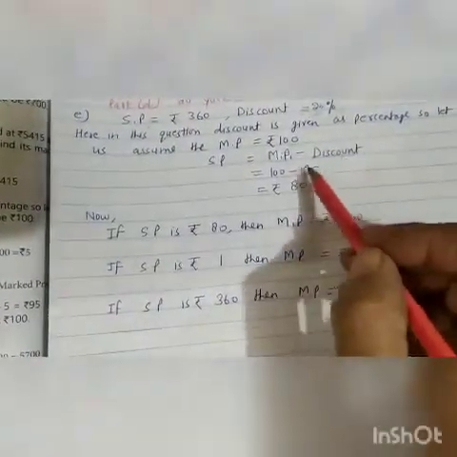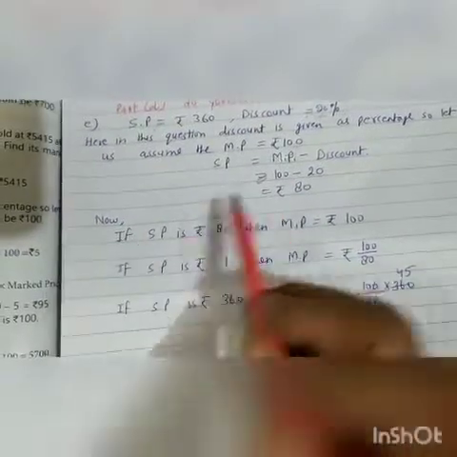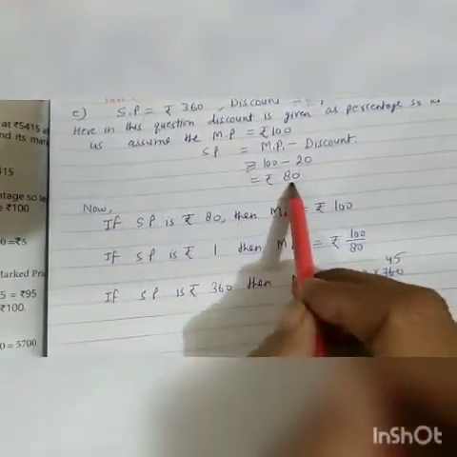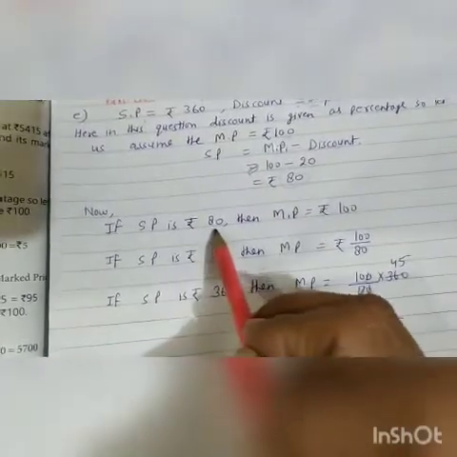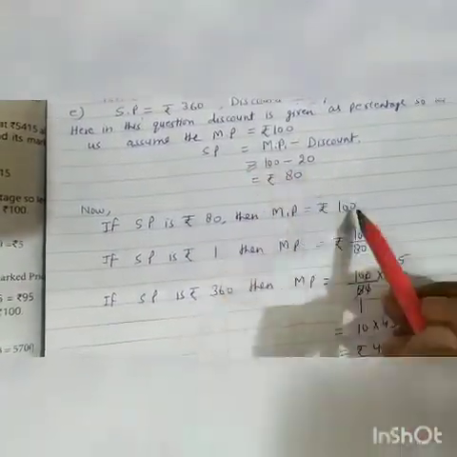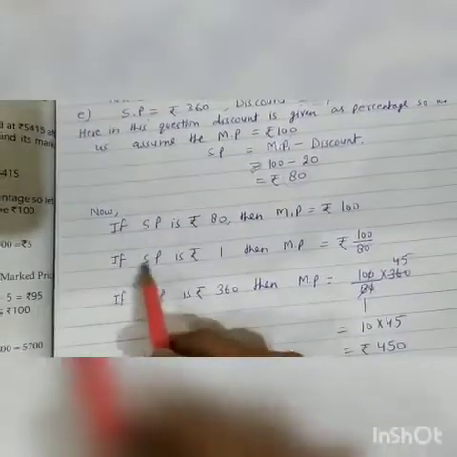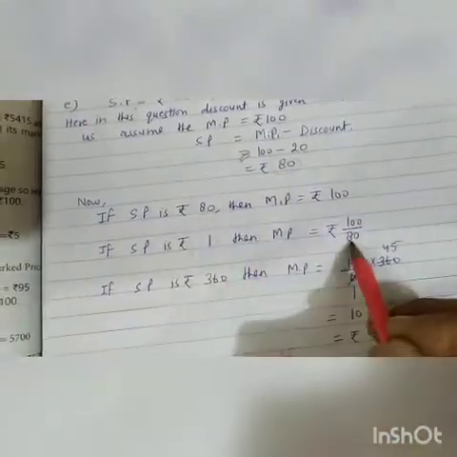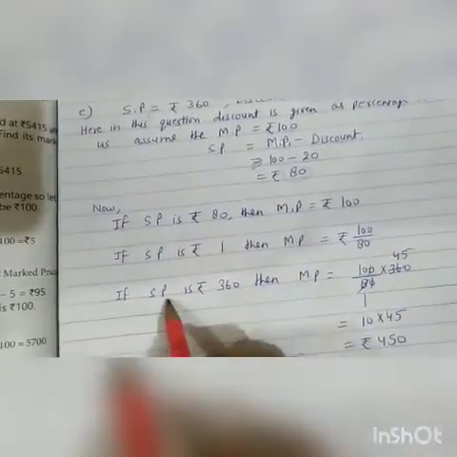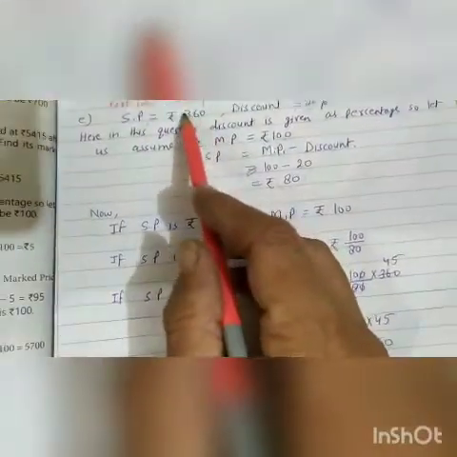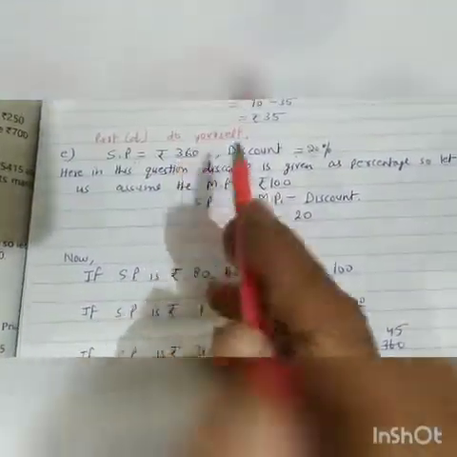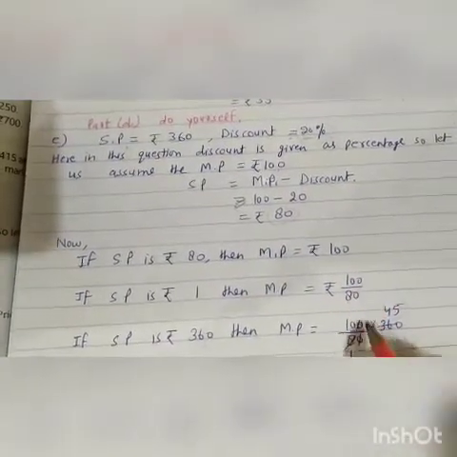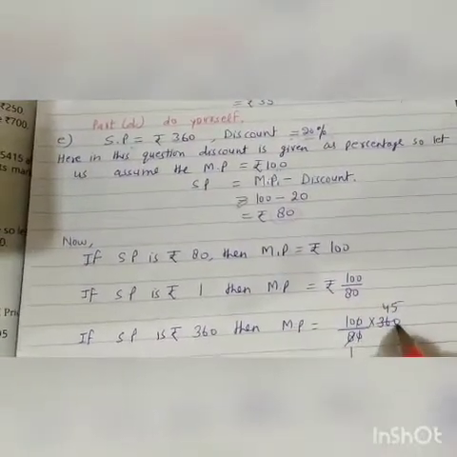Now first we will take according to this part. If selling price is 80 rupees, then mark price is 100 rupees. If selling price is 1 rupee, then mark price will be 100 upon 80 rupees. And if selling price is this 360, which is given in the question, then mark price is equal to 100 upon 80 into 360.